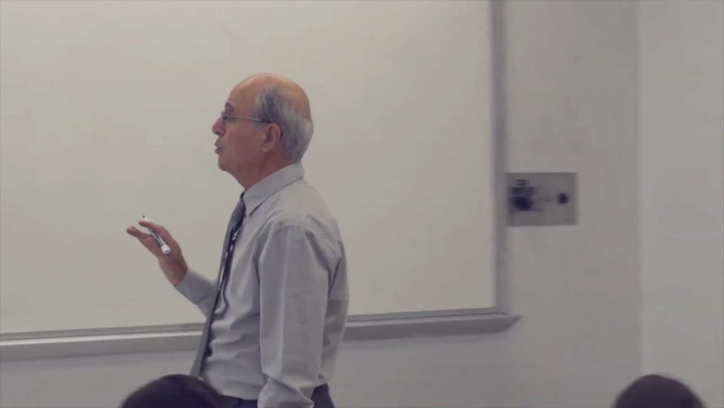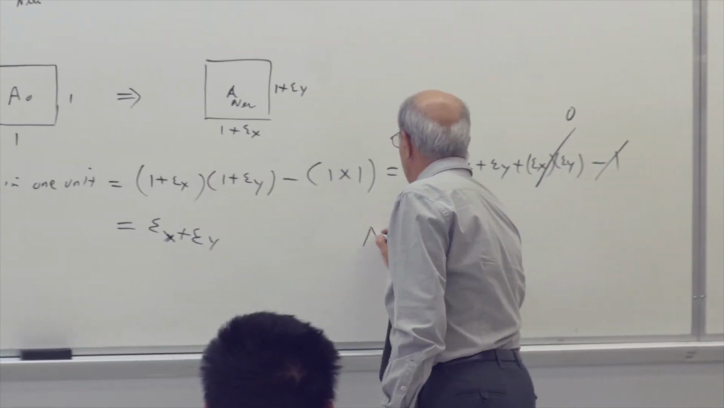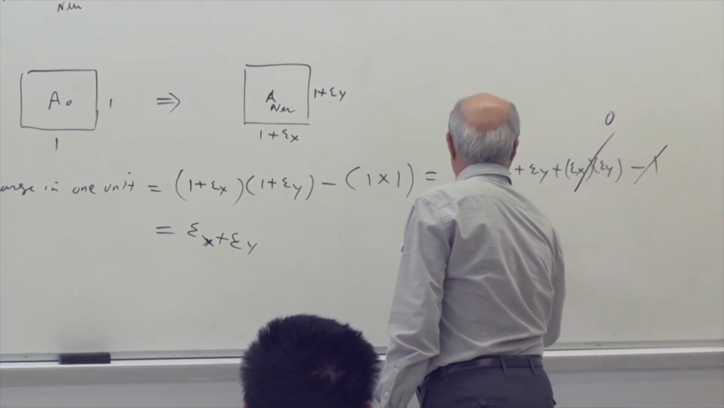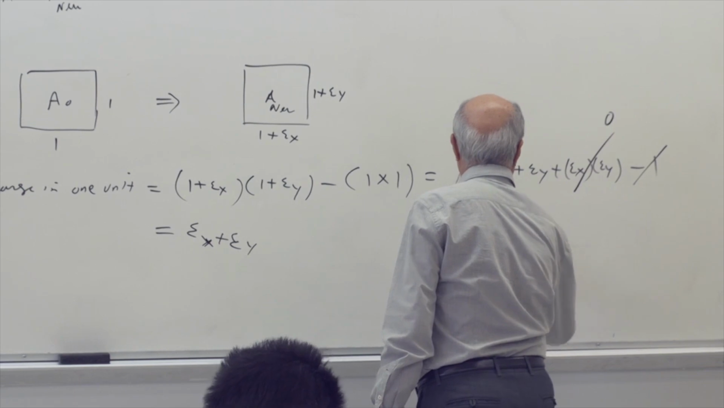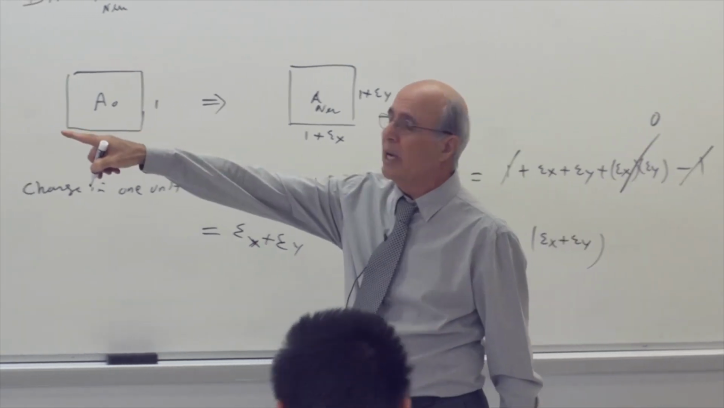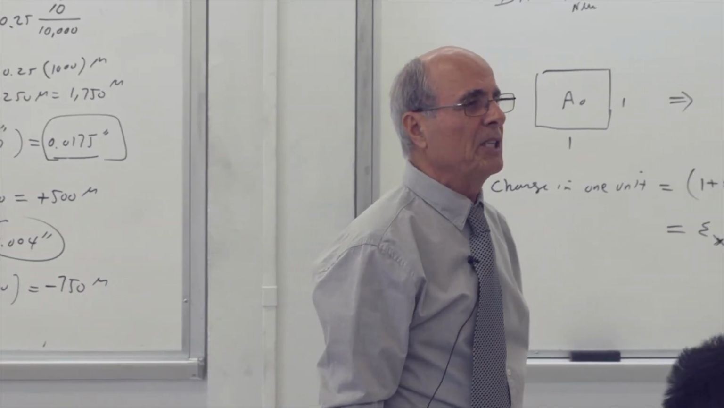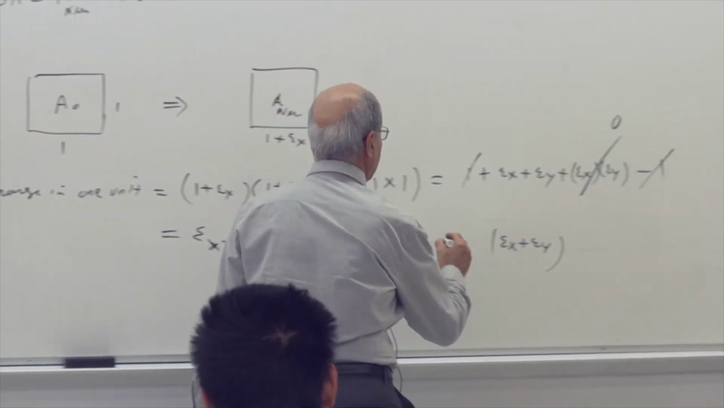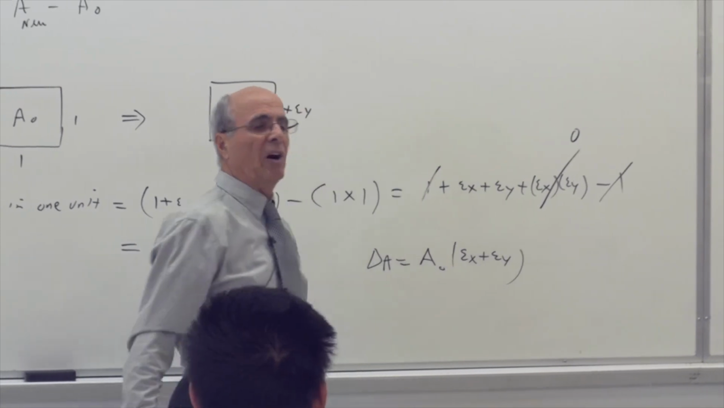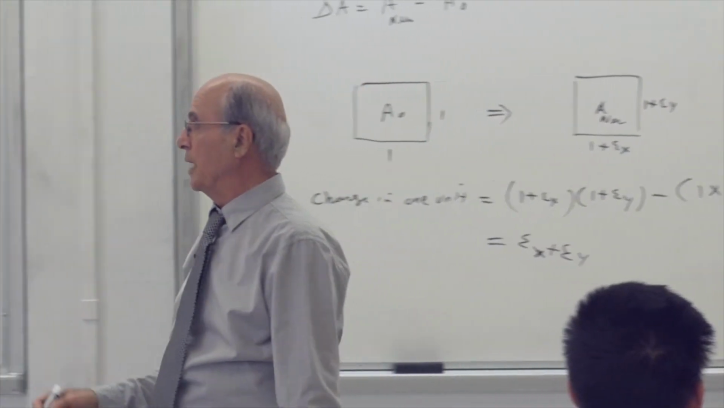Now if I want to calculate the change in the area, epsilon x plus epsilon y is the change for 1 unit. How many units do I have? 10 times 8. Everybody understand? So I multiply it by the area, the original area. That's it. Now I get a valid number, so we'll see that.